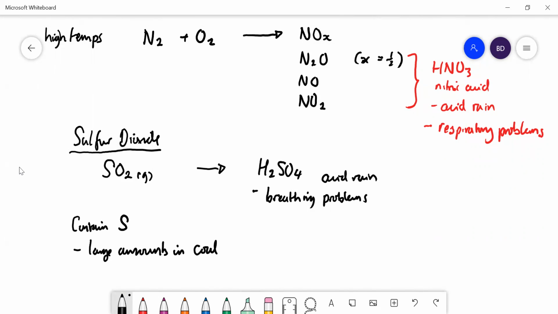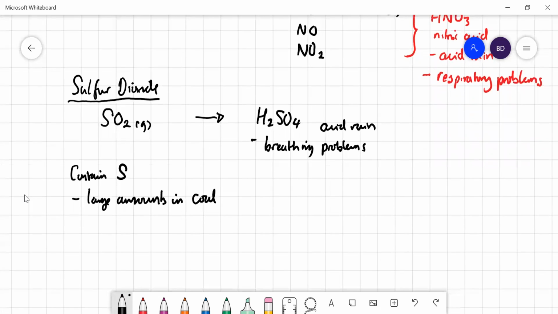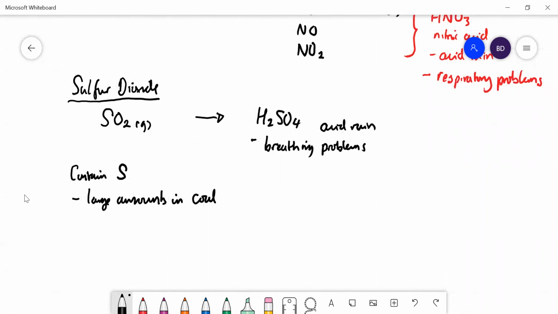But when you burn any fossil fuel, what happens? The sulfur present in compounds, it won't be sulfur as the element, but I'll just write it as S there, reacts with oxygen when you burn it, and it will form SO2, and that will go on to produce acid rain and cause breathing problems.